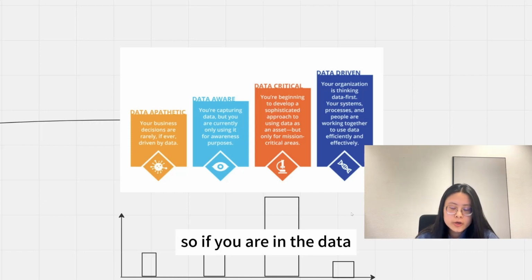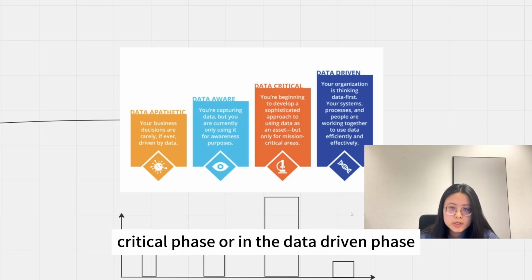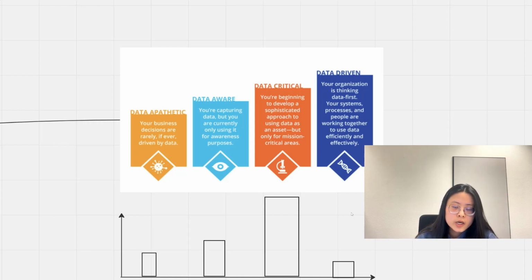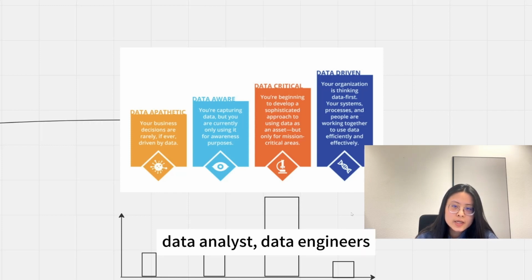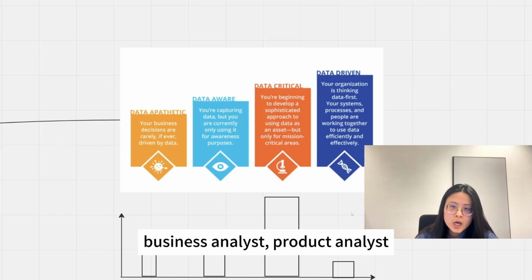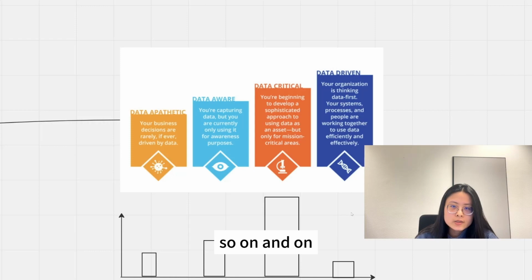So if you are in the data critical phase or in the data driven phase, you must have heard some of these job postings before, like data scientist, data analyst, data engineer, machine learning engineer, business analyst, product analyst, and so on and on.